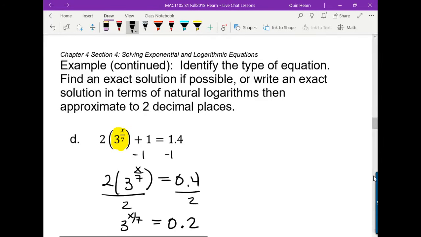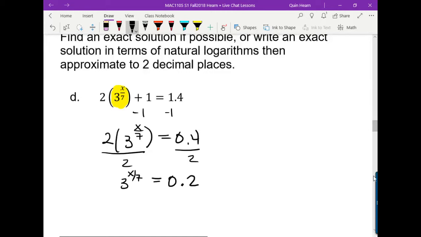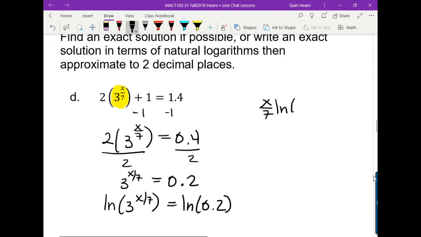And here's where, once you've isolated the exponential expression, this is where you ask yourself if you can rewrite both sides with the same base or not. But no, definitely not. 3 is not a power of 0.2. So we're going to use the other technique, which is to take the natural log of both sides of the equation. And then that means we can bring our power out front. So we have x over 7 times the natural log of 3 equals the natural log of 0.2.